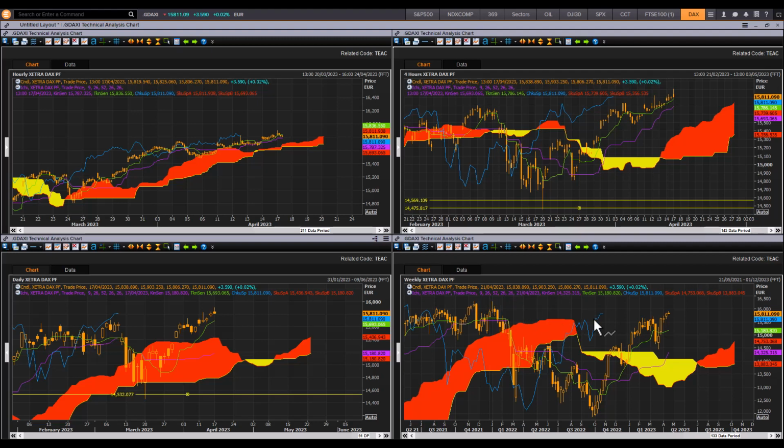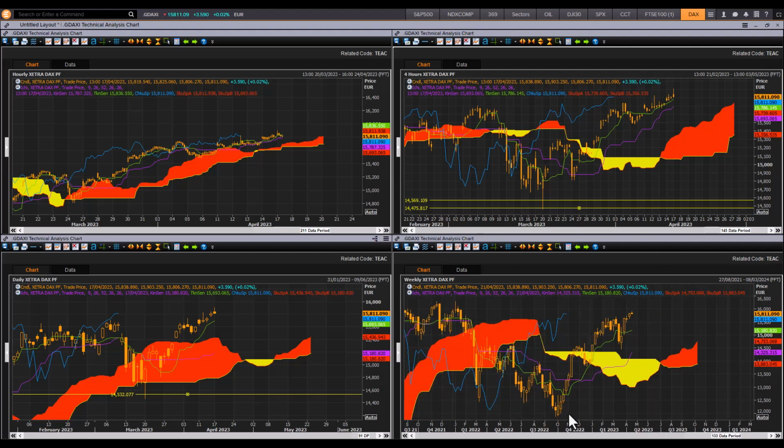So the DAX is at risk of consolidating and digesting the most recent strong rebound rally we've had since the third quarter and fourth quarter of 2022, as well as the March very strong rebound rally, very steep rebound rally here in March in Q1 of 2023.